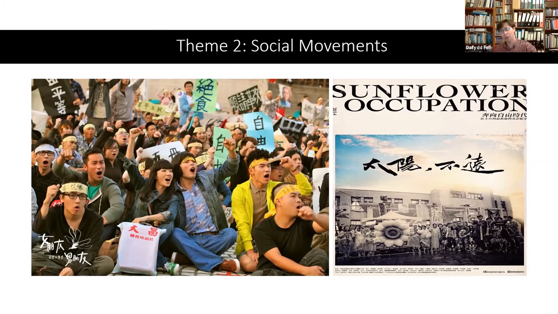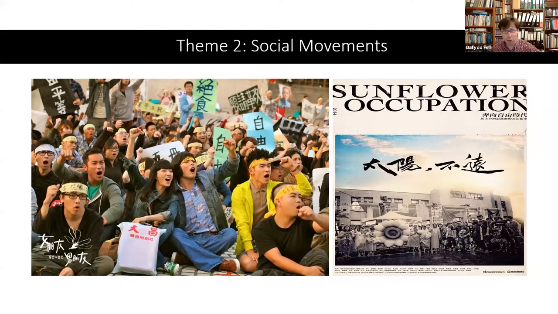A key case study that we often look at is the Sunflower Movement, in which we have a student-led occupation of Taiwan's parliament for 3 weeks. And this is actually able to change China-Taiwan relations. It's able to have a successful impact in a way that the main opposition party wasn't. So how do we explain this kind of success? Should we focus more on political opportunity structure? Should we look at alliances? So these are some of the big questions that we look at when we look at Taiwanese social movements.